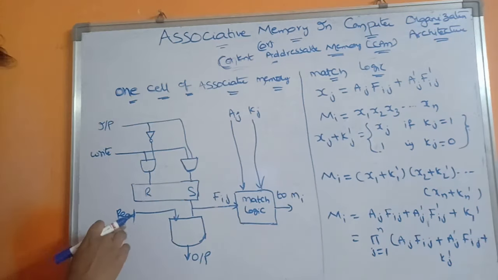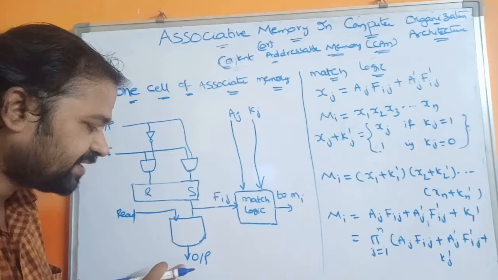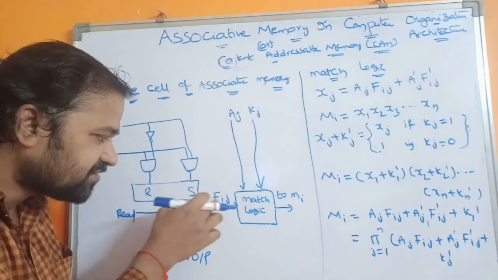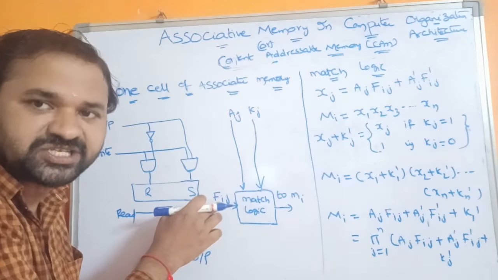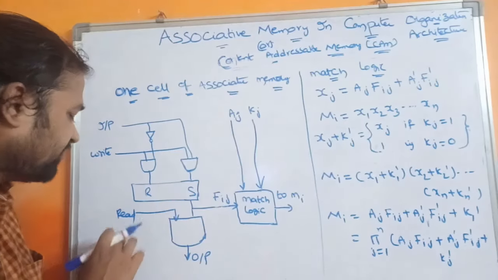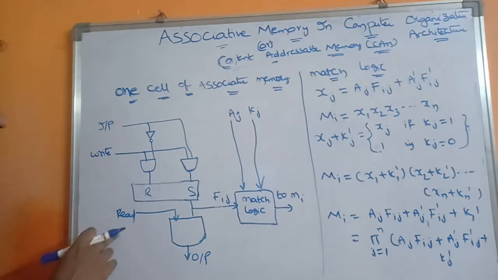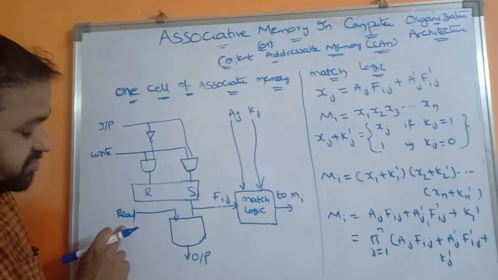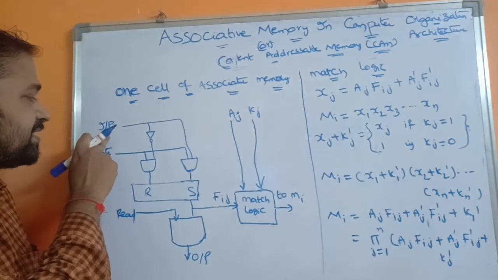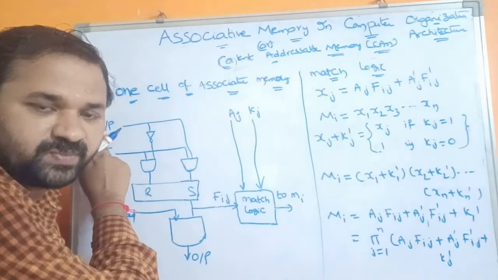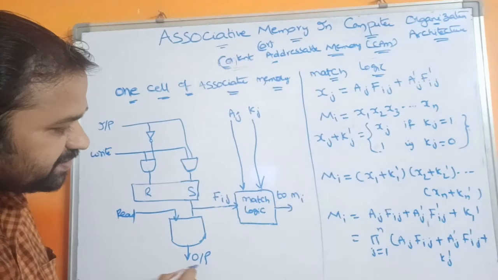And here we have read. During the read operation, the information which is available in the storage cell, such as Fij, will be read here. So totally we can perform the write operation and the read operation. A bit will be transferred with the help of this input bit, and this is nothing but the output here.